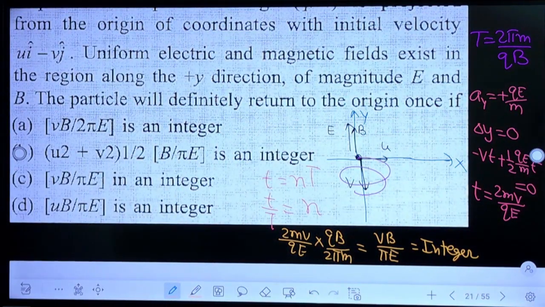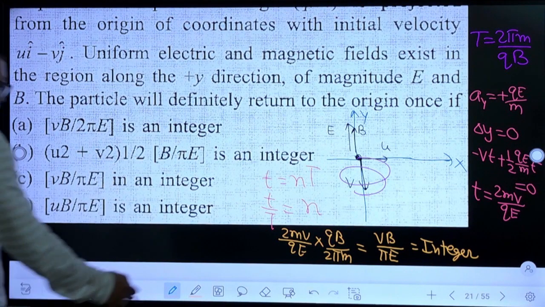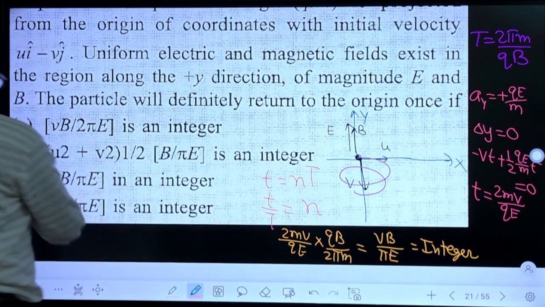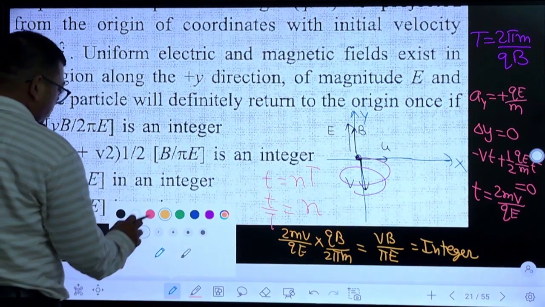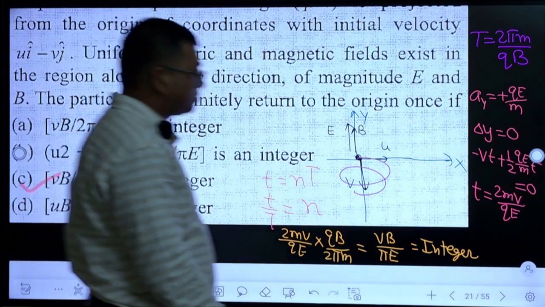Let's check out this. vB by pi is an integer. vB by pi is an integer. Yes, option C, we can match with option C. Very tricky question, right? Then let us move to the next.